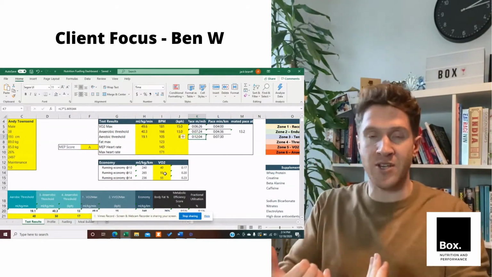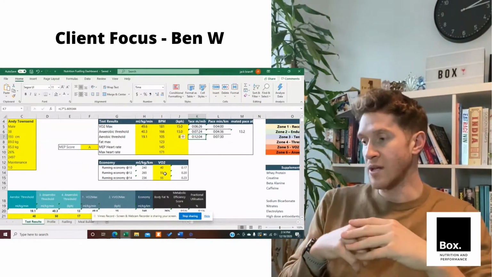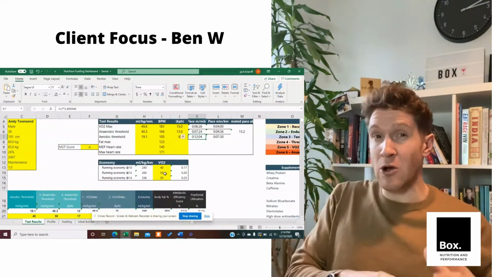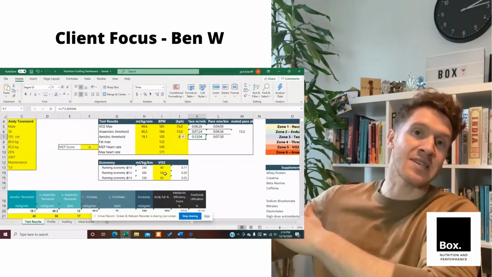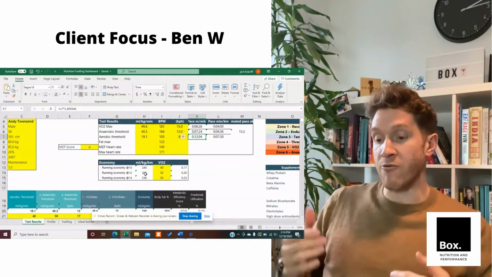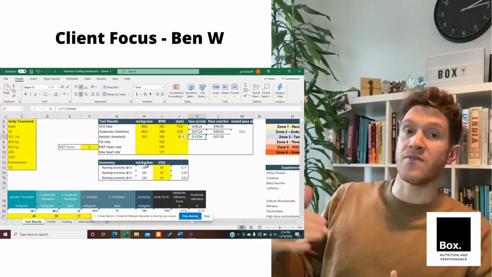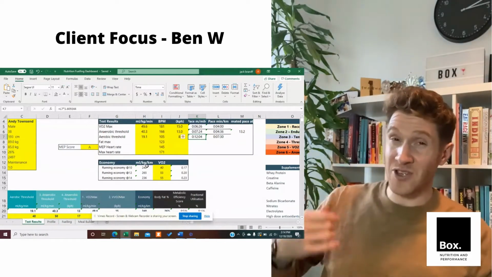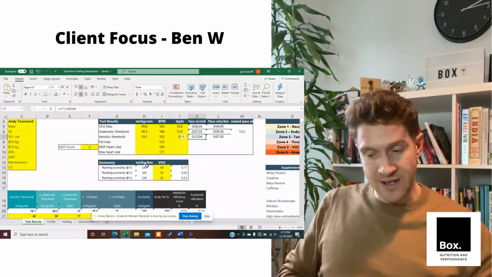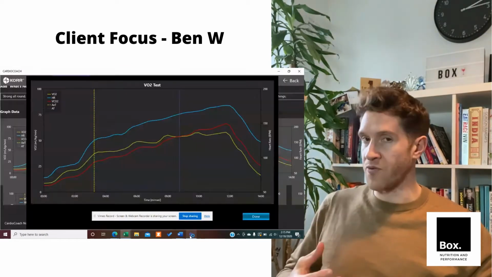We want to be efficient. Imagine that oxygen is your currency, and if you're expending loads at these low intensities, it means you're going to run out of steam earlier on. And as we can see with Ben, he's got very high running economy. So 265, we're looking for sub 200. So he's having to use a shed load of oxygen, energy, to run at relatively slow speeds. So that's one obvious weakness.